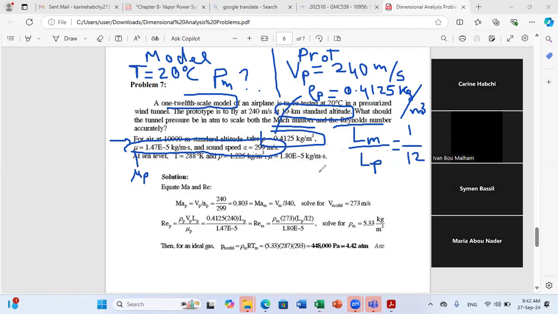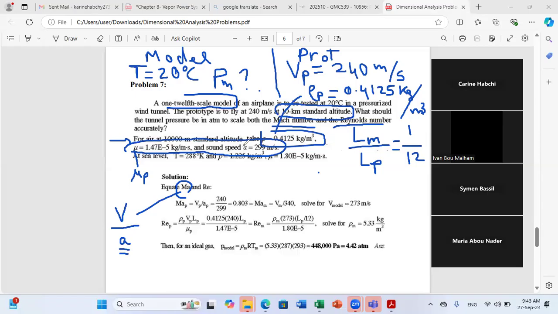Why do we need the sound speed here? Because they asked about the Mach number. And we know that the Mach number is by definition the velocity of the fluid over the sound speed in the same medium, so over A. And this value of A also is given from the tables at the conditions given. Since they gave you for the prototype the altitude, you can go to an appendix that will give you for this altitude the properties rho, mu, and A.